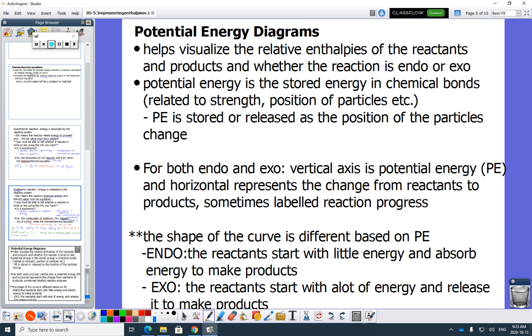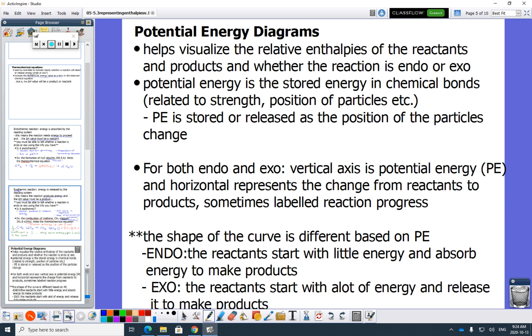We're going to have to add one little thing from the next unit. We're going to call the energy absorbed that's required for any reaction to occur activation energy, which we haven't done yet, and we'll use that term again next unit. So the vertical axis, or like the Y, is potential energy, and then the horizontal is sometimes called time, sometimes called reaction progress, sometimes it's called reaction coordinates.